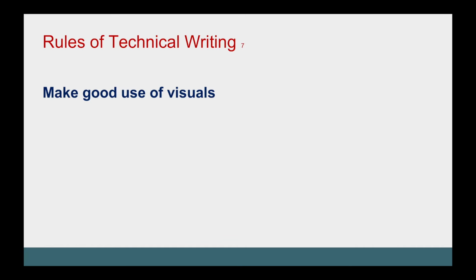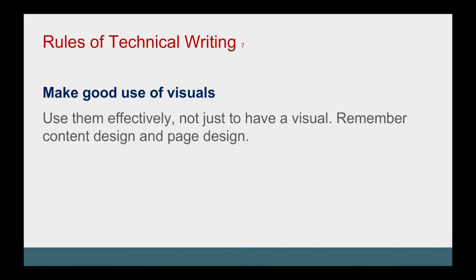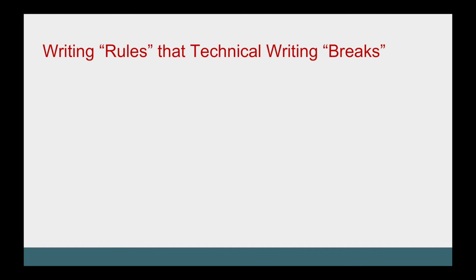Make good use of visuals. We already mentioned that visuals are common in technical writing, but these visuals have to be chosen and created carefully. Any visual should serve a clear purpose, and the design of pages and content should also be carefully crafted to enhance comprehension. There are a few writing rules that technical writing actually breaks. Let's talk about those for a moment.